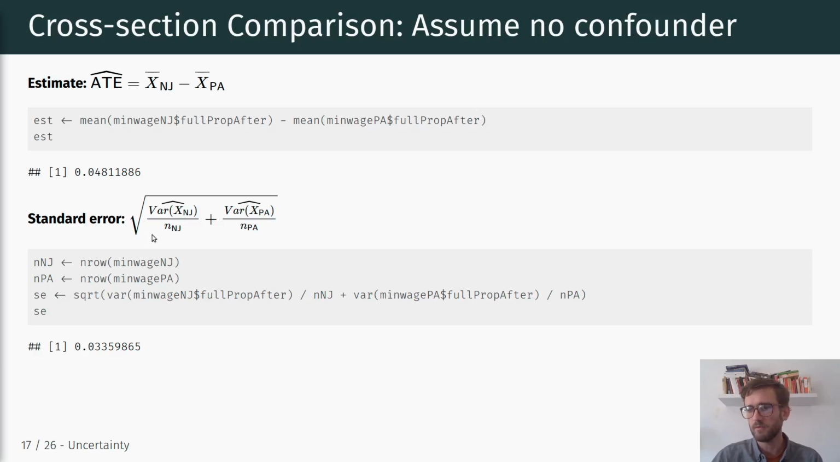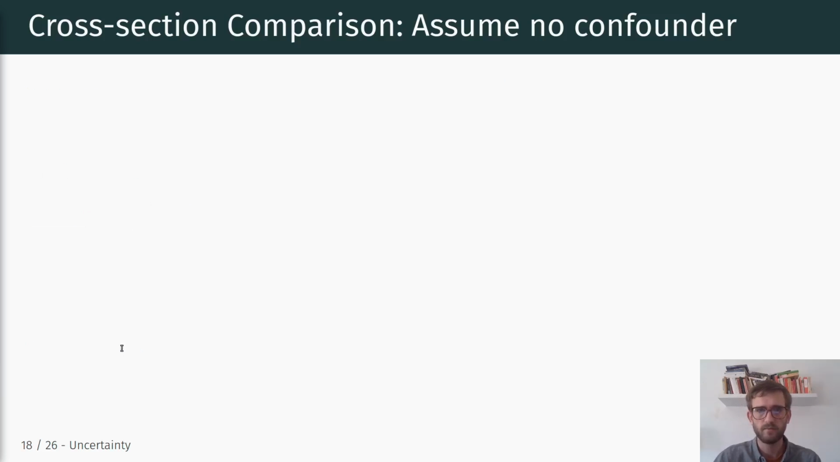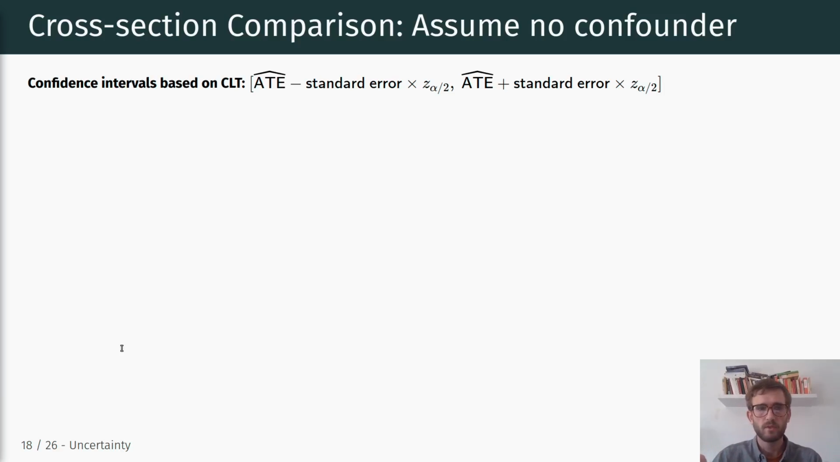We compute the number of observations as the number of rows in our subsetted data frames. And then we just plug in our formula. We look at the square root of the variance of our full-time employment proportion after the minimum wage increase divided by the number of observations in New Jersey, and the same for Pennsylvania divided by the number of observations in Pennsylvania. And the standard error that we compute is 0.034 approximately.